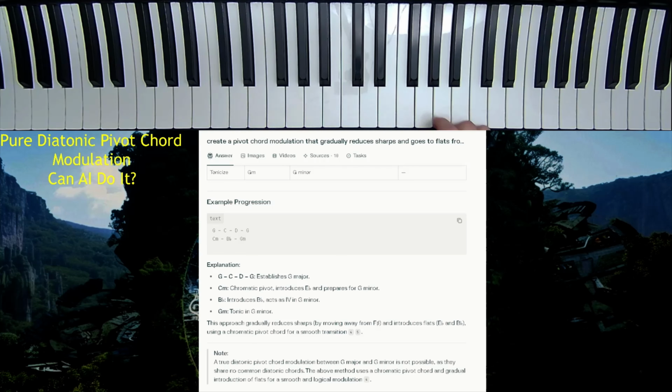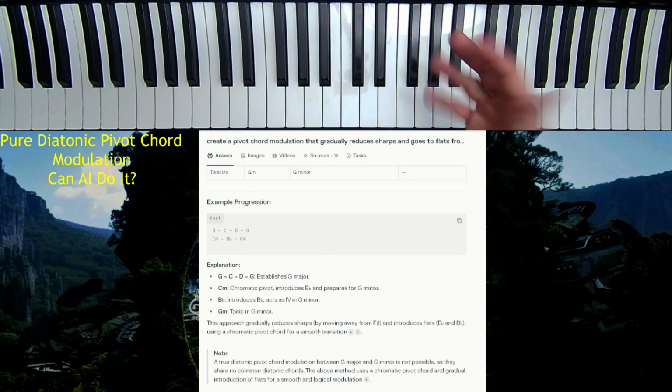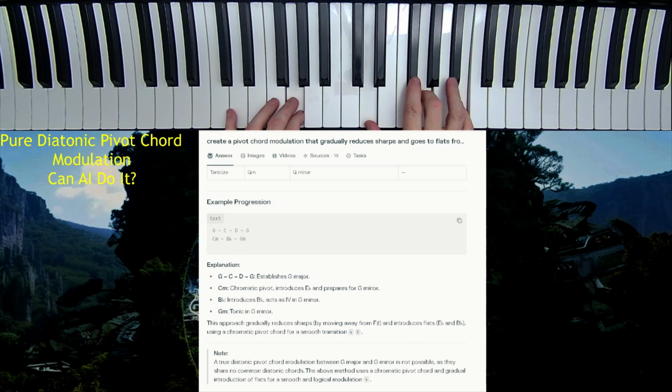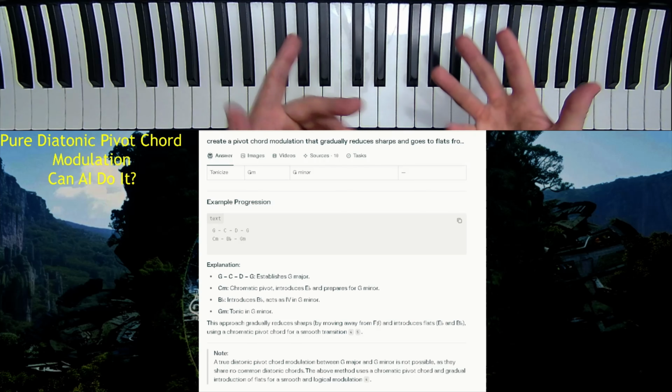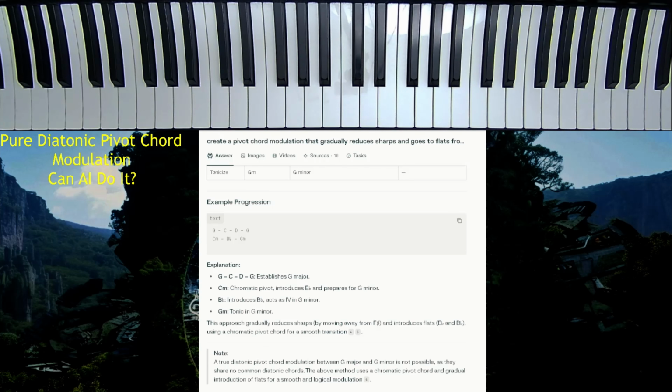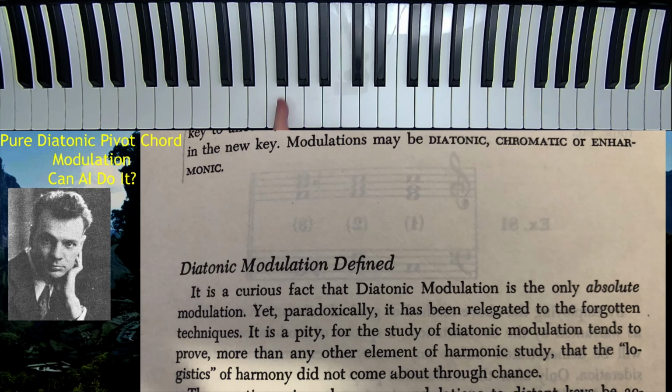And it actually says it's not possible to diatonically pivot from G major to G minor. I asked it to gradually reduce sharps and go to flats, and it didn't do that. It just jumped to flats. In other words, it doesn't know how to do it. And the reason is this is an extremely rare process today. I'm going to show you in a second. Going from G major to G minor, traveling through different keys that will suddenly imply that G minor tonality by using pivot chords that can imply sharps or flats.